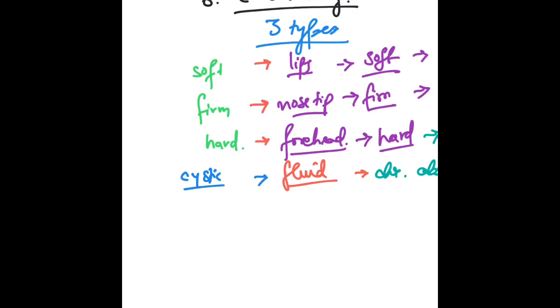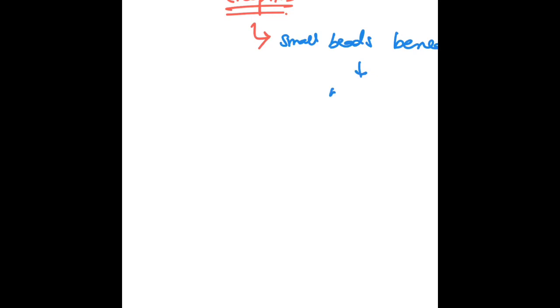Now, sometimes while feeling for the consistency of the swelling, you may feel crepitus. What is the crepitus? Crepitus is a feeling that when you put your hand over the swelling to feel for the consistency, you will feel like small beads, many small beads beneath the skin, which is nothing but air in the subcutaneous tissue. Okay, so that feeling is known as crepitus, and it is generally seen in surgical emphysema or gas gangrene.